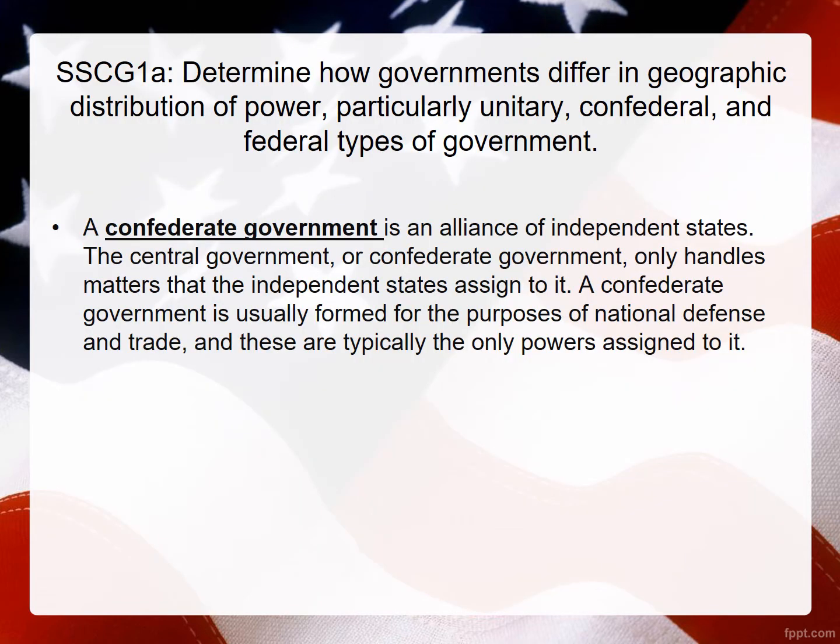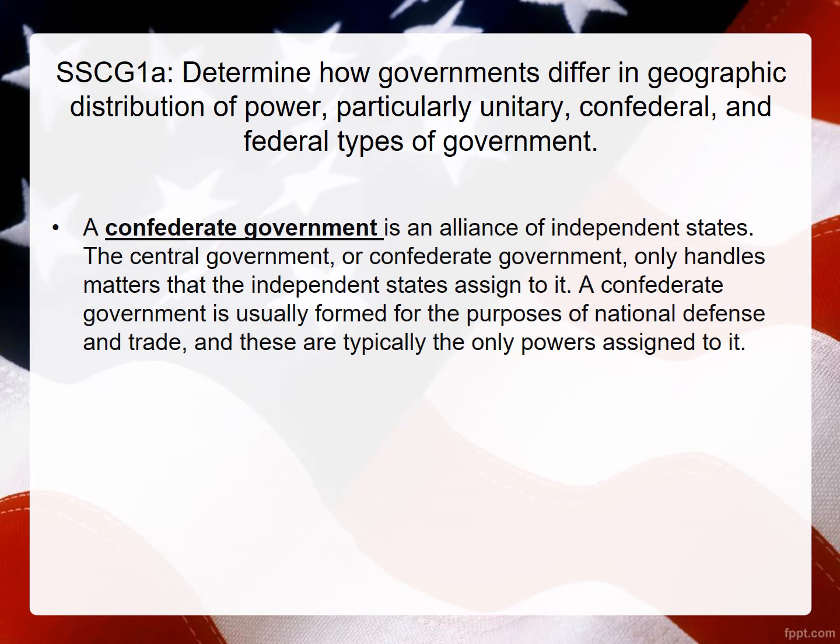Another type of government is called a confederate government. This is an alliance or a union of independent states. The government that's created from this collection of independent states only handles matters that the independent states assign to it. This is very similar to what we had before we adopted the Constitution here in the United States under the Articles of Confederation. There were a number of independent states, and the only powers that the central government had were the powers that the states gave to it.